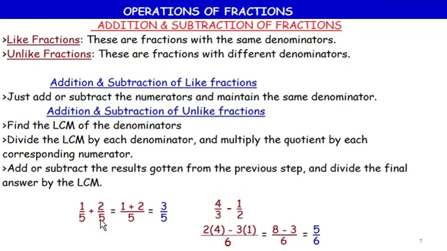So let's take this example here. 1 over 5, 2 over 5. Now these two fractions are said to be like fractions. Why? They have the same denominator of 5. So we use the similarity of their denominators to tell that they are like fractions.